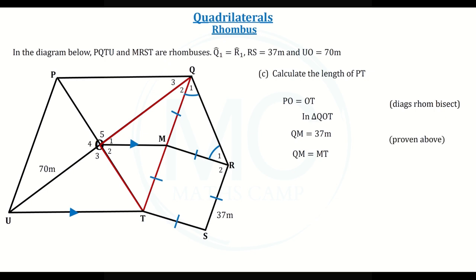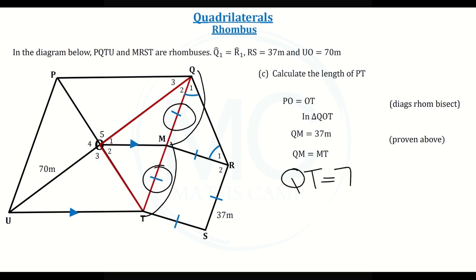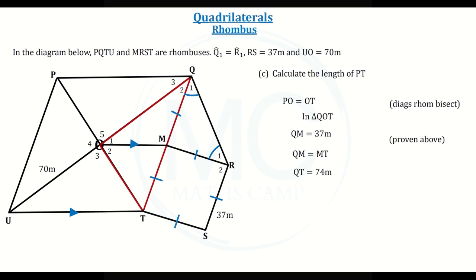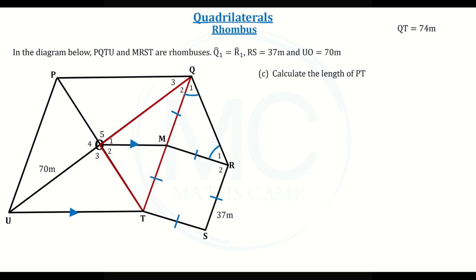QT is made up of QM and MT. Both of these are 37 meters long. 37 plus 37 gives us 74 meters, which means that QT is equal to 74 meters. Instead of trying to squeeze this information into our diagram, let's make a note up here that QT is 74 meters, and now we can make some space.